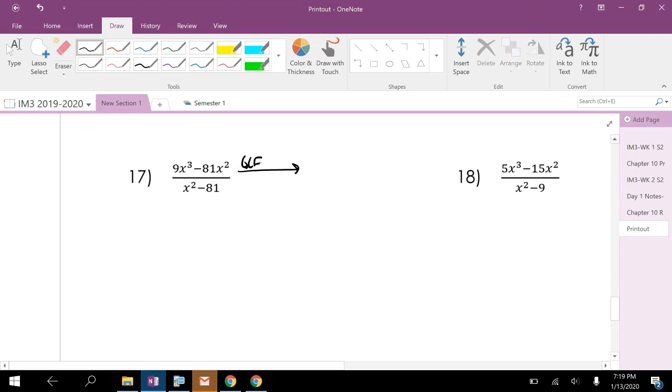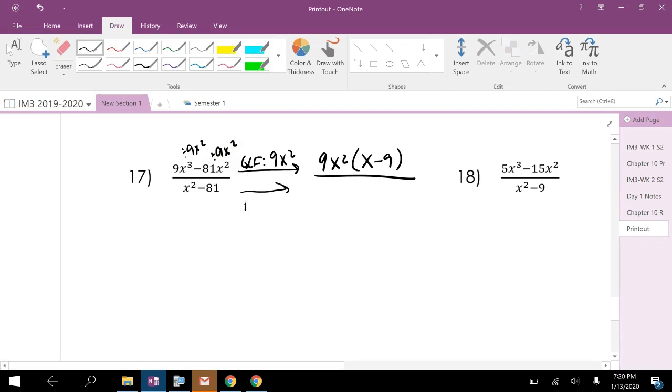The greatest common factor here, 9 is the number that goes into both 9 and 81. Also, you take out the x squared because that's also common. So 9x squared is going to be written on the outside. Remember, you're dividing both these pieces now by 9x squared. Well, 9x cubed divided by 9x squared, that's just going to get me x. And then negative 81x squared divided by 9x squared is going to just leave me with a negative 9.